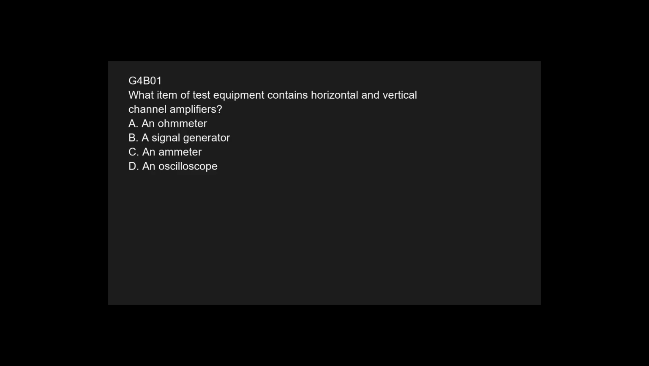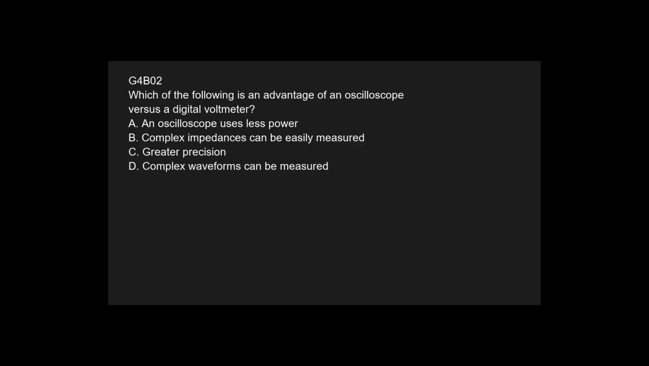Section G4B. Tests and test equipment. Question: what item of test equipment contains horizontal and vertical channel amplifiers? The correct answer is D. An oscilloscope. Question: which of the following is an advantage of an oscilloscope versus a digital voltmeter?